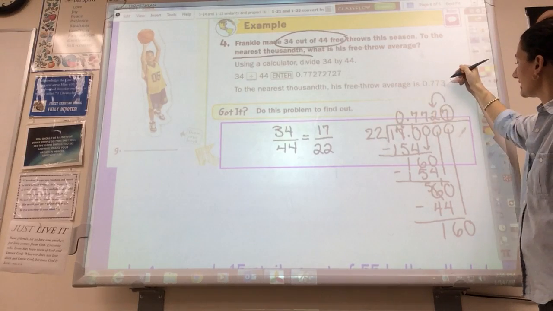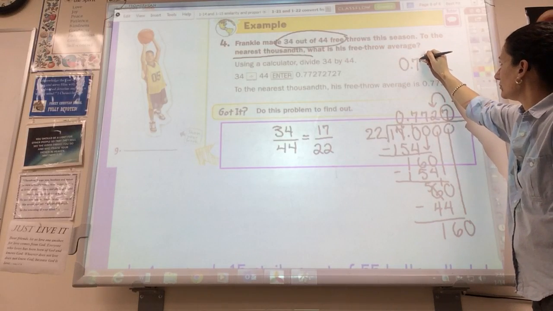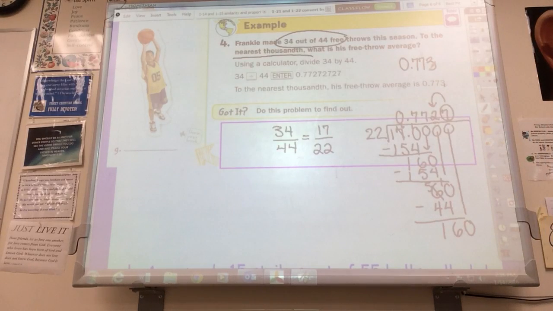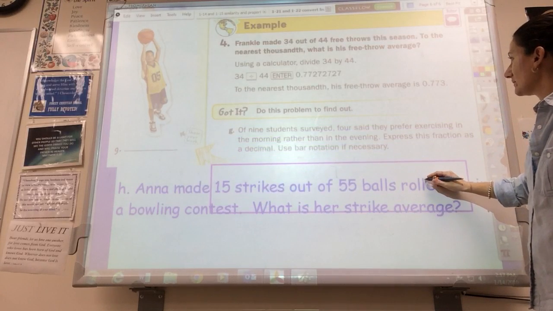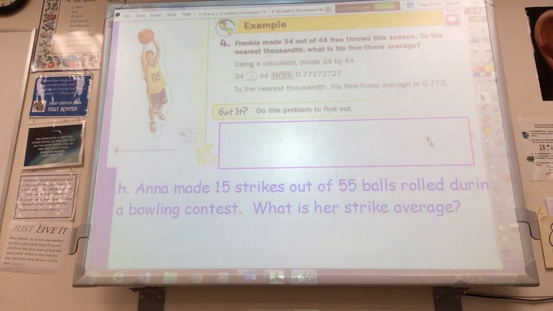So here it is. They already showed us the work. His free throw average would be 0.773. Okay? So that is an example of a real-life problem. Make life a little bit easier for us. Why don't you try this one, and we'll be finished for today.